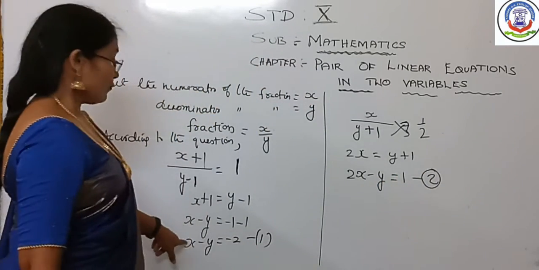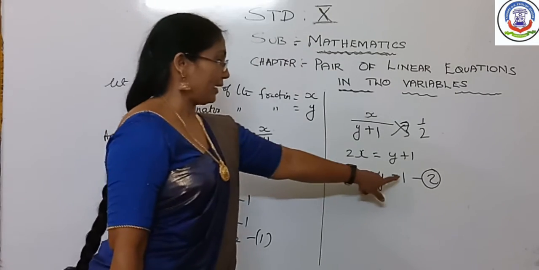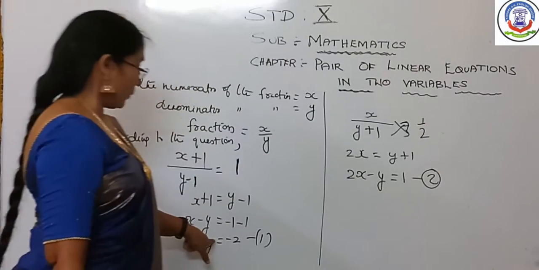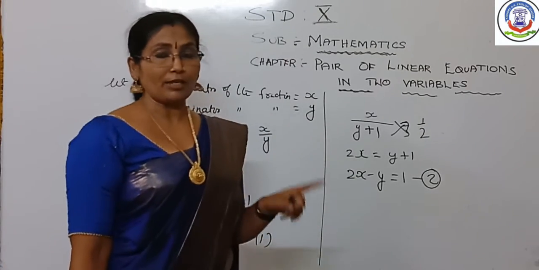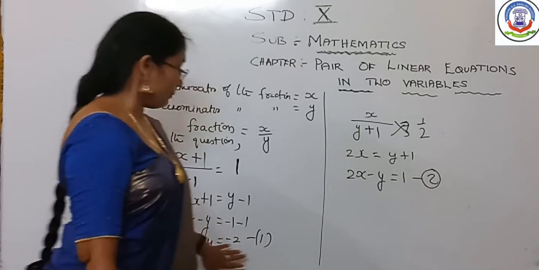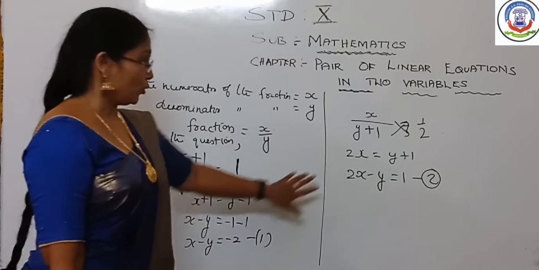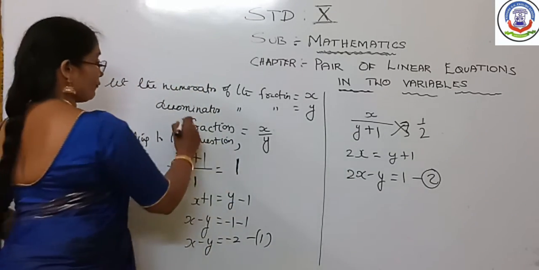Now, clear children? First equation: x minus y equals minus 2. Second equation: 2x minus y equals 1. These both equations you can solve by the elimination method, because in the question itself it is given that you have to solve by the elimination method. Therefore you solve it by elimination and finally you will get x and y, and you have to find out the fraction. That is the question.